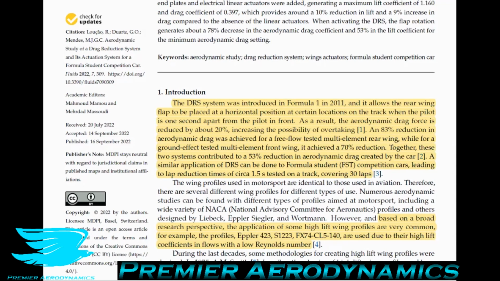So together, these two systems contribute to a 53% reduction in aerodynamic drag created by the car, the front wings and the rear wings. A similar application for DRS, drag reduction system, can be done for a Formula Student competition car, leading to lap time reductions of around 1.5 seconds tested on a track covering 30 laps.